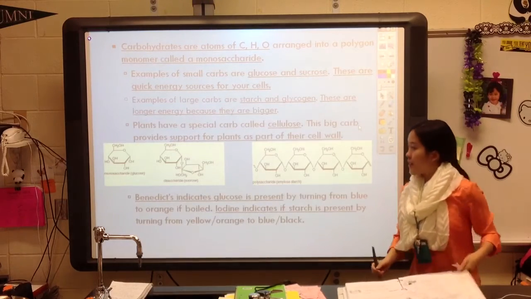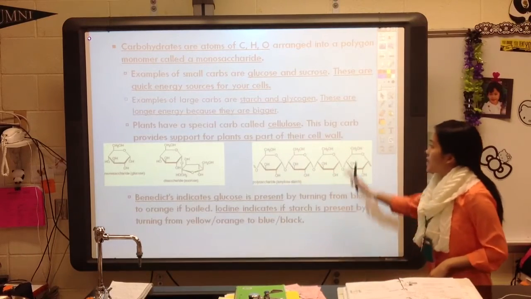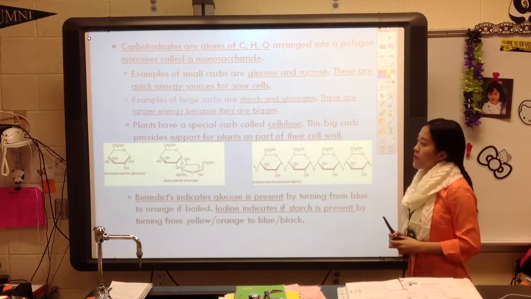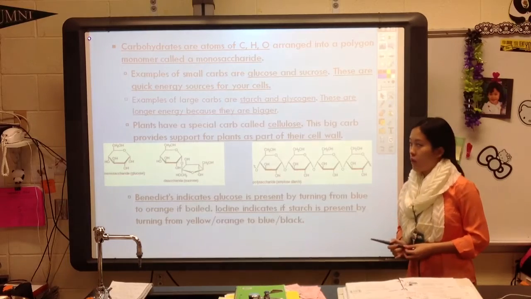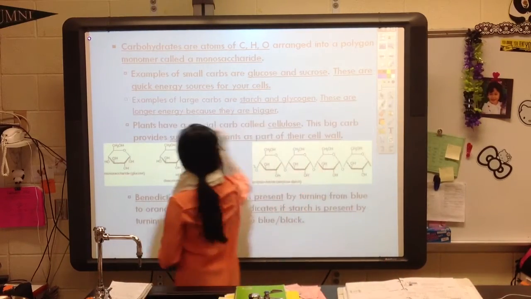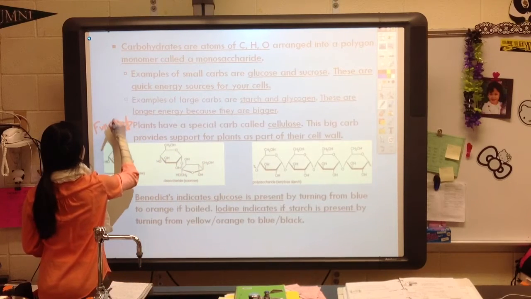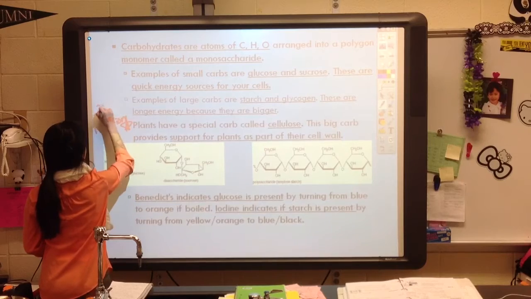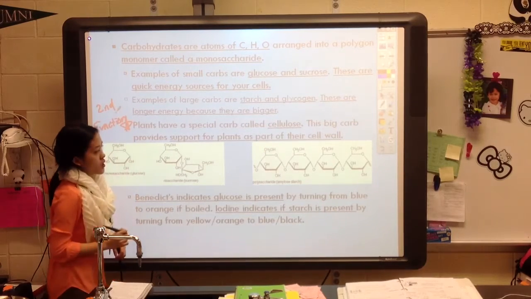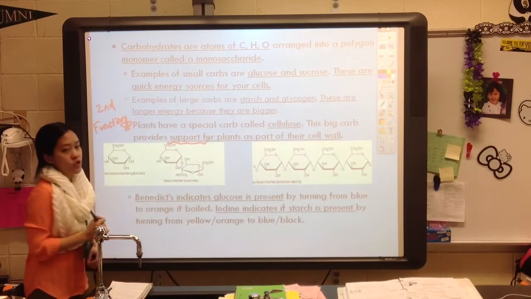Now, plants have a special type of carb known as cellulose, and this big carb provides support for plants as part of their cell wall. So this is actually the second function of carbs: support, or structure.